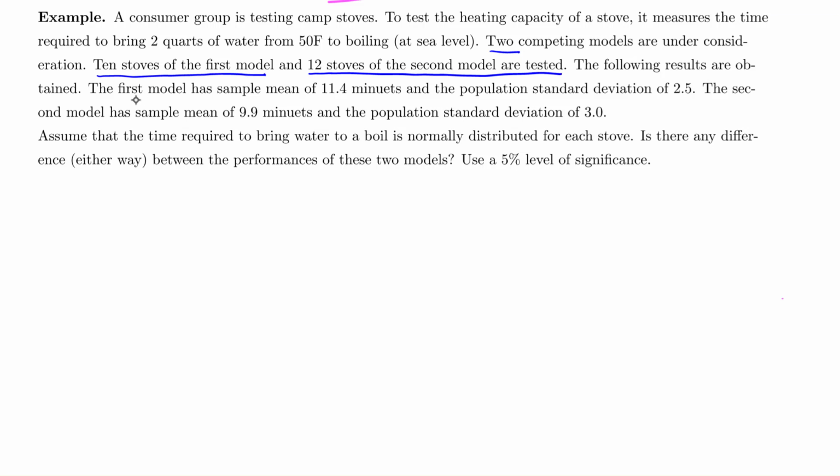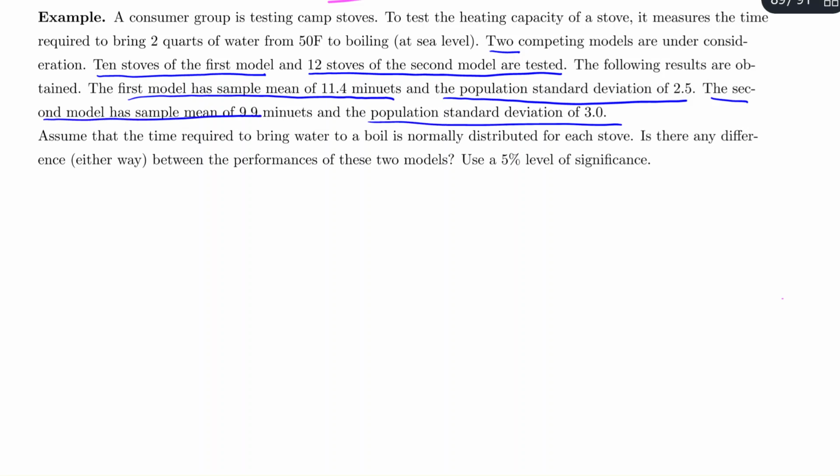The first model had a sample mean of 11.4 and a population standard deviation of 2.5. The second model had a sample mean of 9.9 and a population standard deviation of 3.0. Assume that the time required to bring water to a boil is normally distributed for each stove. Is there any difference either way between the performance of these two models? Use 0.05 or 5% significance.